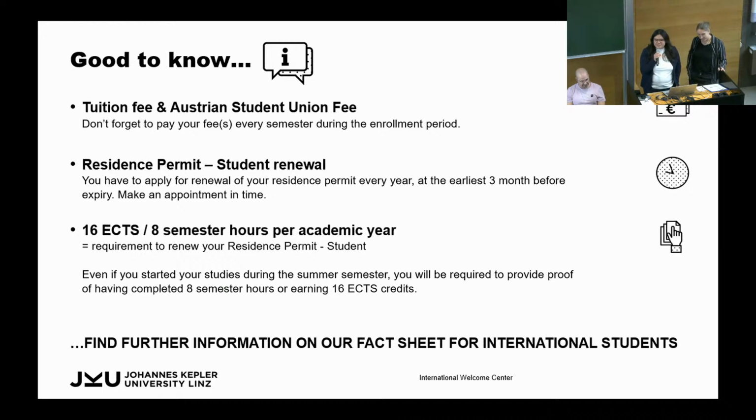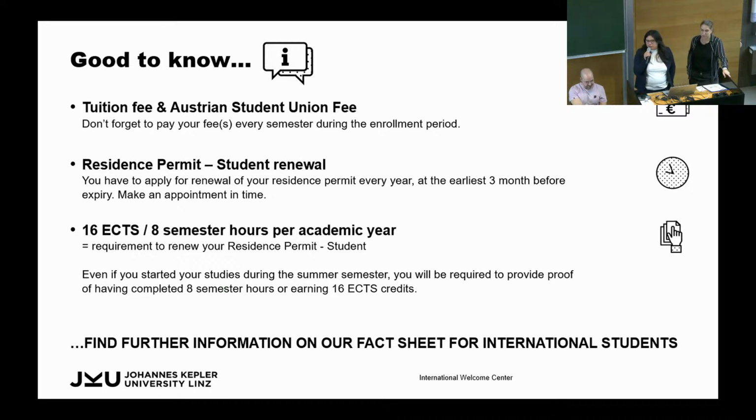The 16 ECTS: in order to be able to renew your residence permit as an international student, you're going to need to have at least 16 ECTS per academic year. This means if you're starting right now in the summer semester, you also need 16 ECTS, because this is part of the academic year 2024-2025. So please don't forget, because this is very important in order for you to have a smooth process with renewing your residence permit.